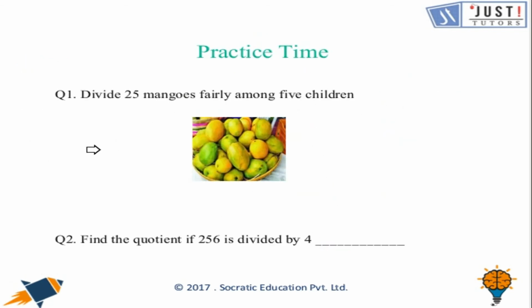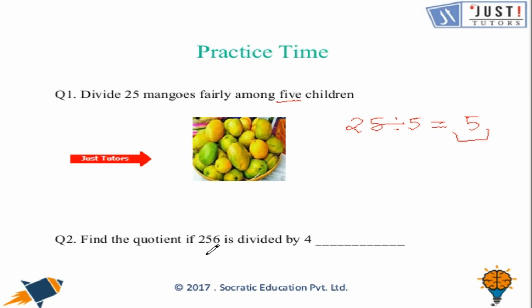Moving ahead, there are some practice time questions. You can pause the video and try it out. Let's check the answers. Divide 25 mangoes fairly among 5 children. So when you'll be dividing 25 by 5, 5 lots of how much gives you 25? That's 5. So every child will be getting 5 mangoes fairly.